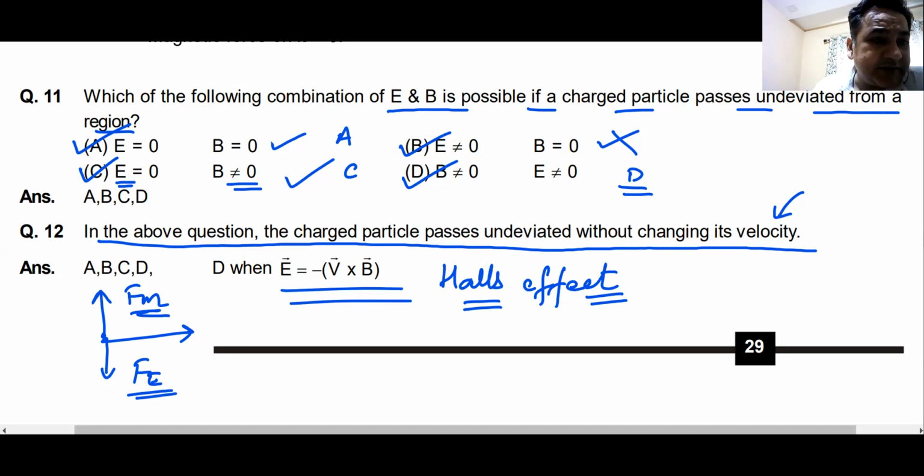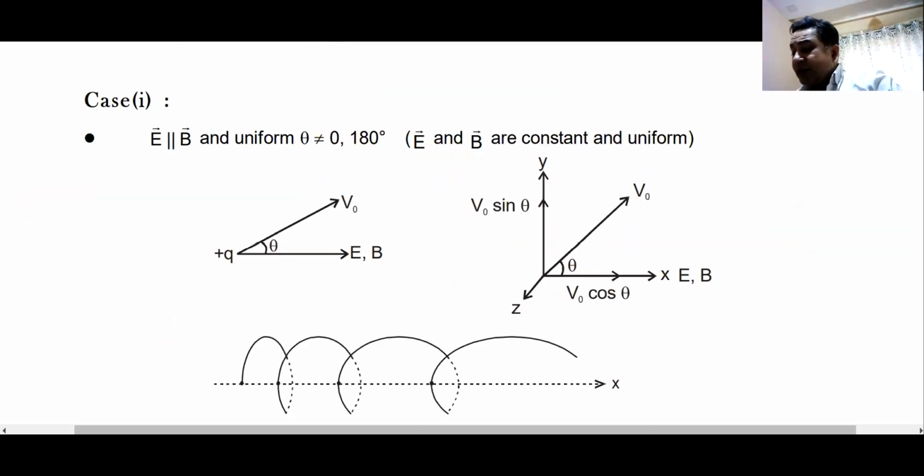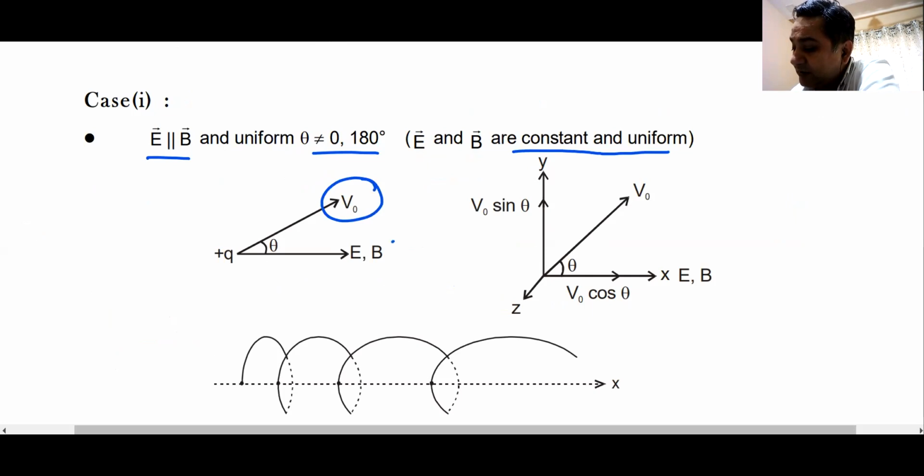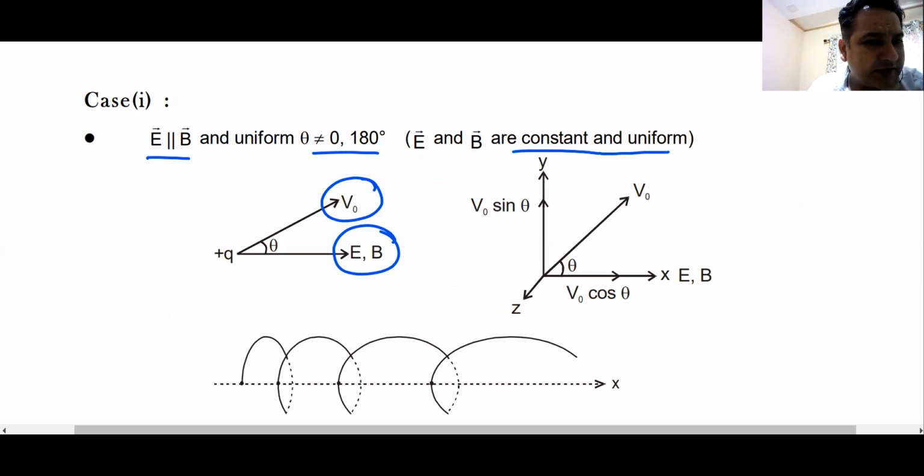Now look at this case. E is parallel to B. Theta is not uniform. E and B are constant and uniform. So the condition is like this. This is the condition of helix with increasing pitch. I think I made a mistake in the previous thing that I told you. Again, my mind was working somewhere else. I told you which case, I think I made a mistake there.